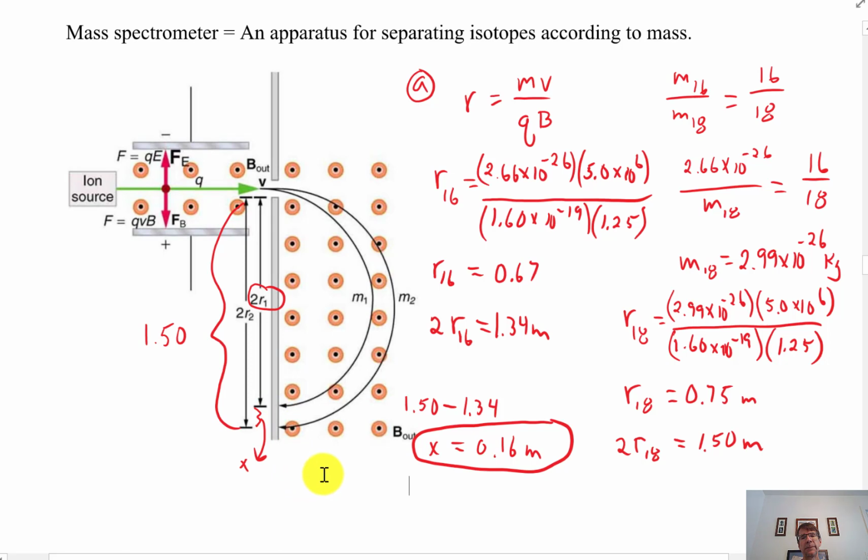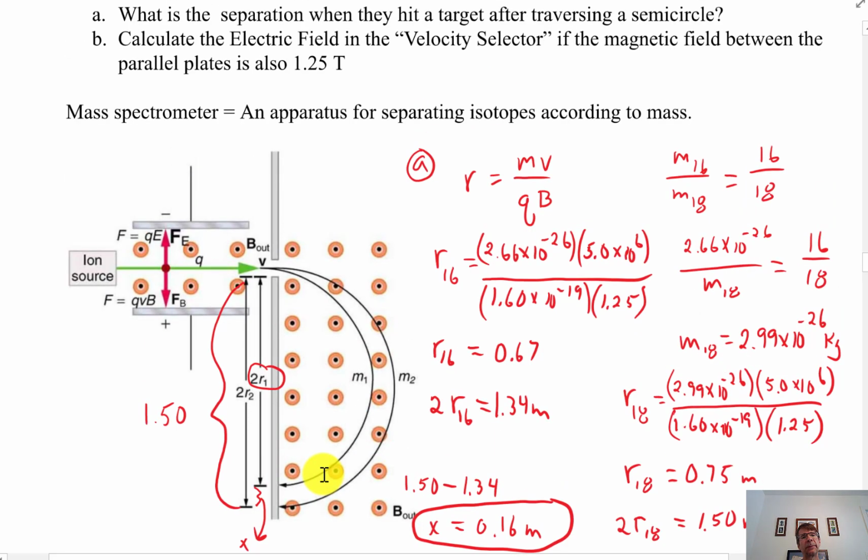Okay, one more thing to do here. Part B, it's kind of a review problem. It says calculate the electric field in the velocity selector. So this thing over here is called the velocity selector. And what has to be true on the far left here is there's an electric field. This is a good review.